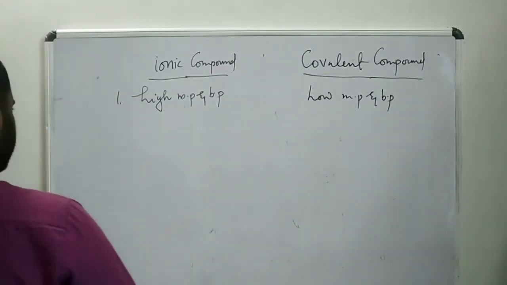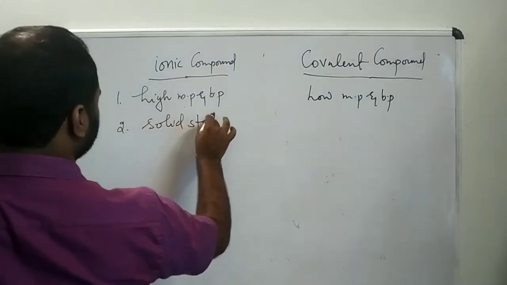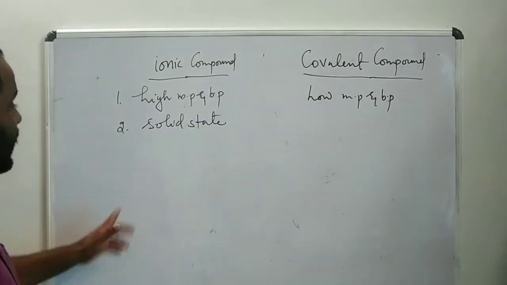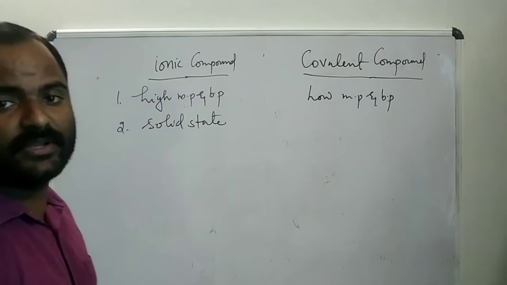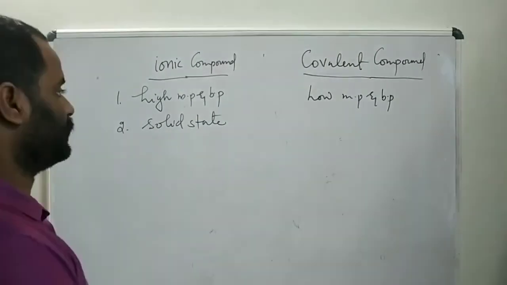Then, ionic compounds are in solid state. Most of the ionic compounds are in solid state with a three-dimensional network.